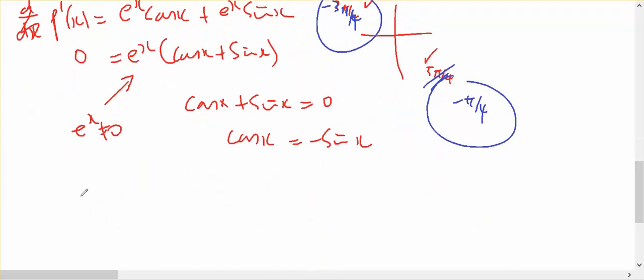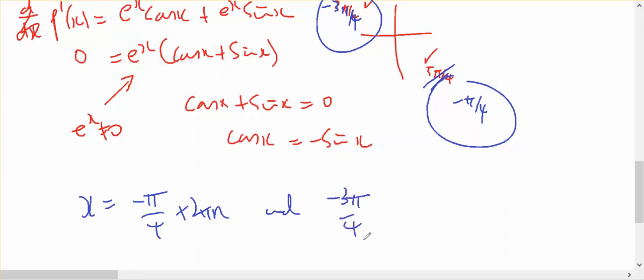So I want x to equal minus pi on 4 plus 2 pi n, and minus 3 pi on 4 plus 2 pi n, where n is an element of negative integers.